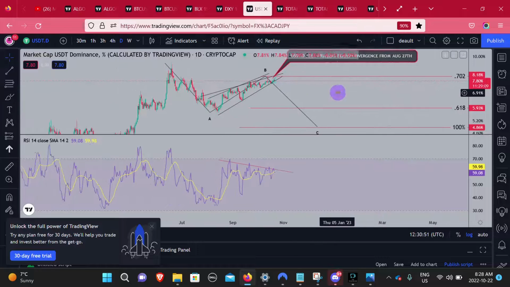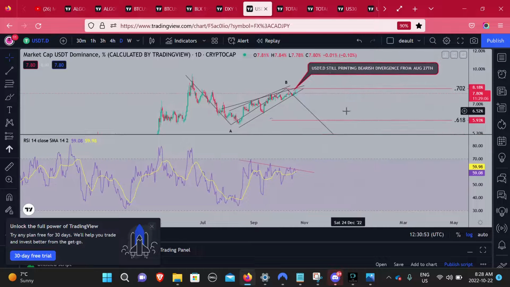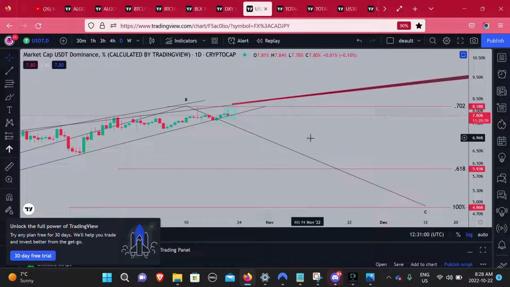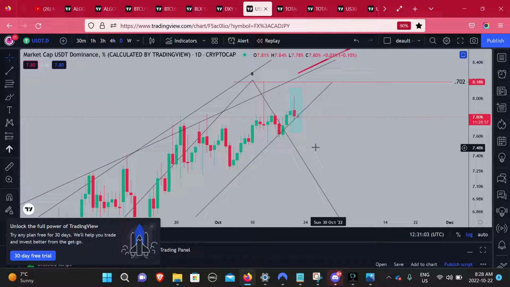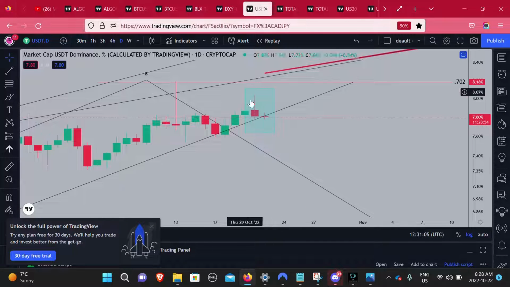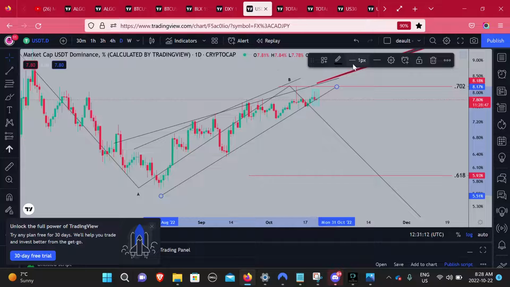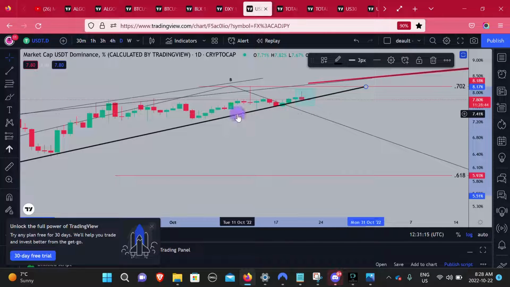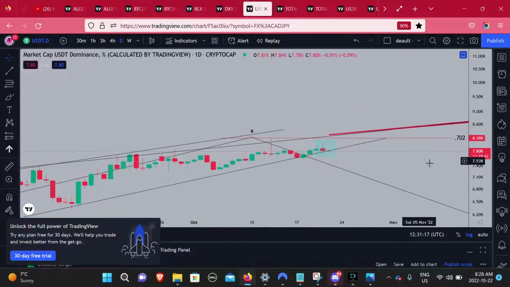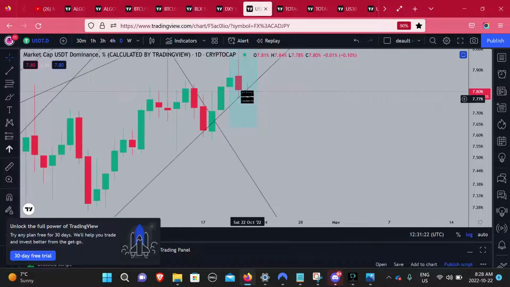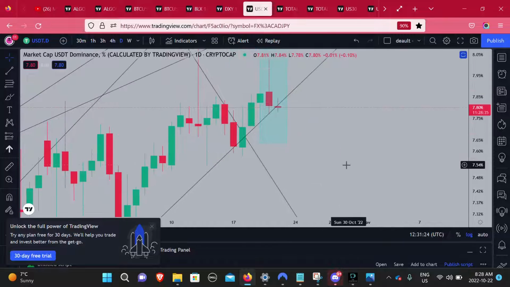Let's take a look at USDT dominance. So we still have a bearish divergence playing out from the August 27th, a 3, 3, 5 pattern. And if we look closer, I said that if we close the day with this candle, plus we break out of this diagonal support right here, then that would be very bearish for the USDT dominance and bullish for crypto. And what are we doing right now? We're breaking out. We're breaking outside of it.